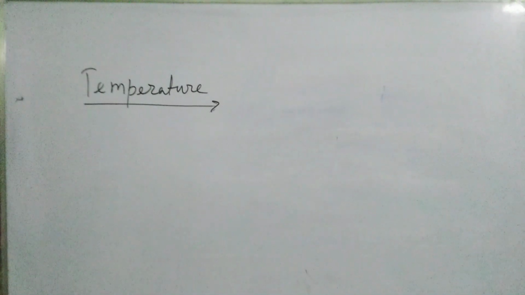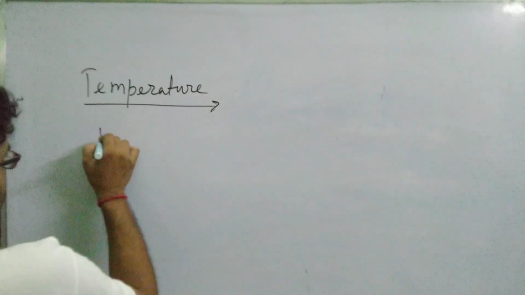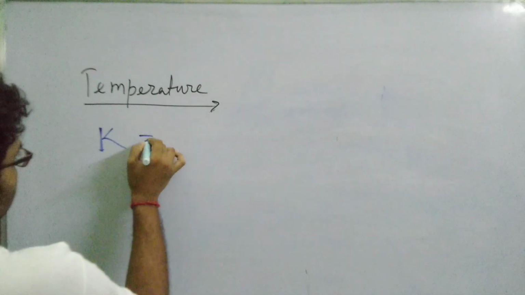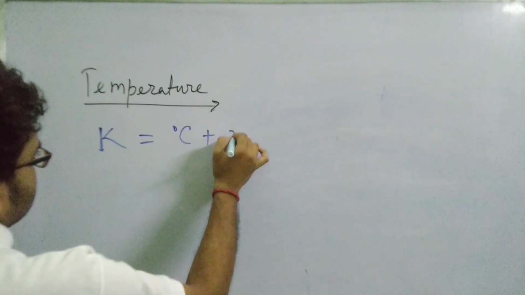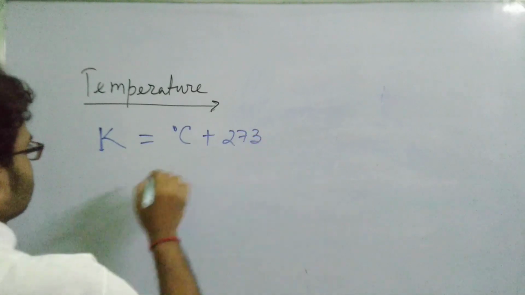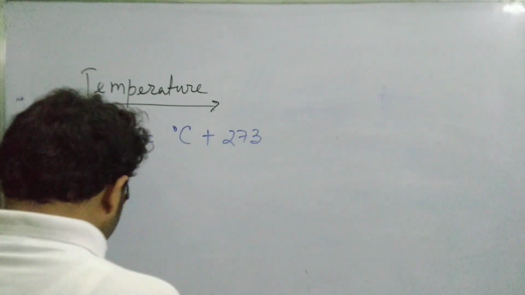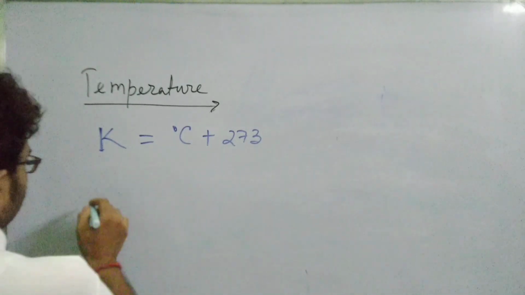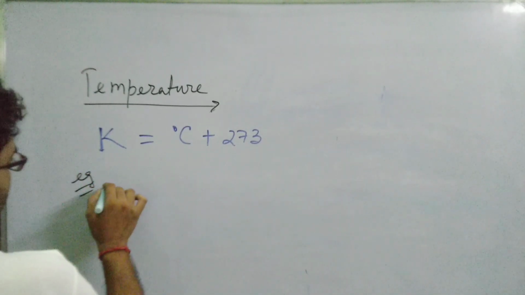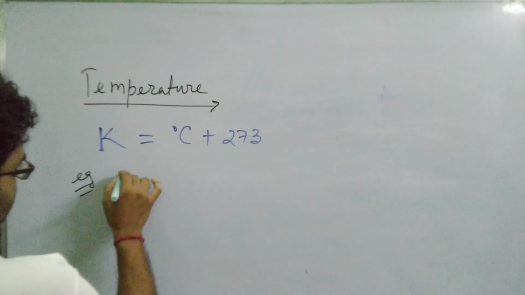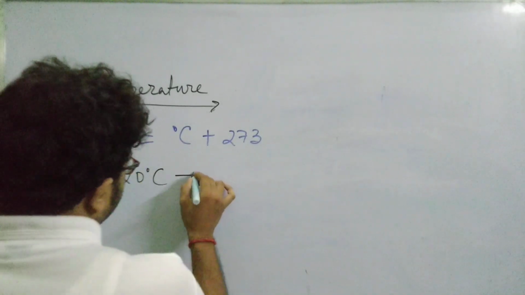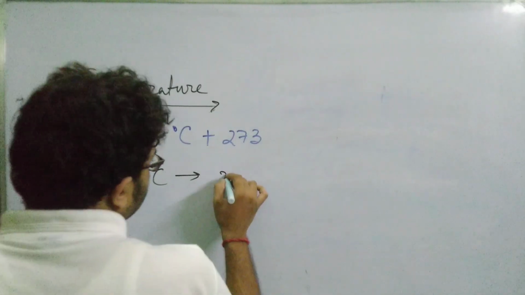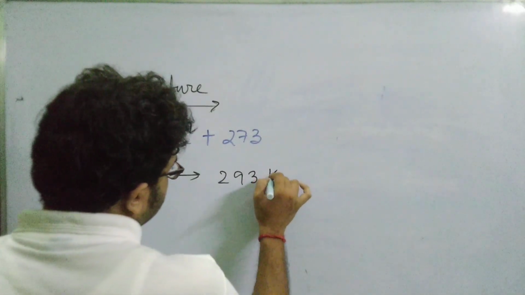Basically, when you want to calculate the temperature in Kelvin and you know the temperature in degrees Celsius, then temperature in degrees Celsius plus 273 gives you the temperature in Kelvin. For example, if I have a temperature of 20 degrees Celsius, its equivalent value in Kelvin should be plus 273. That means it is 293 Kelvin.